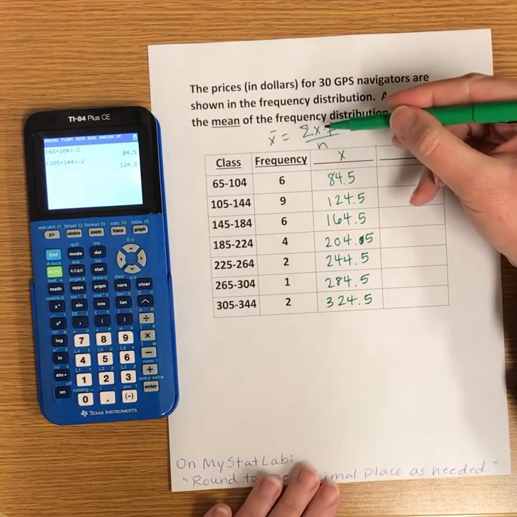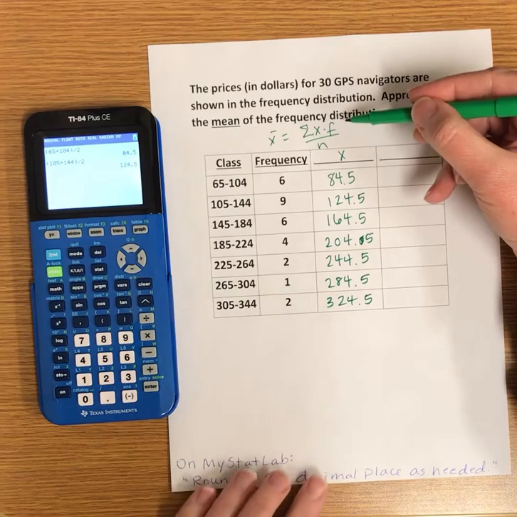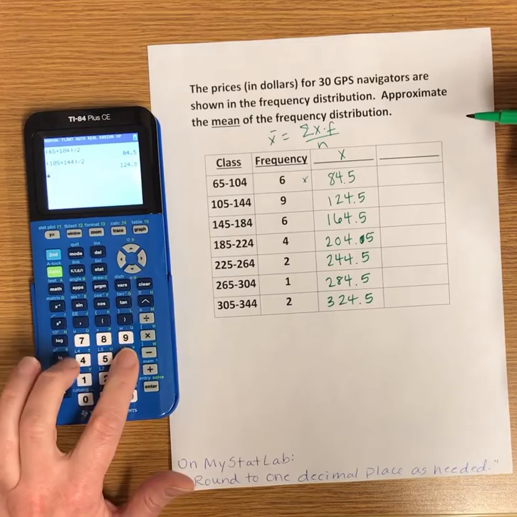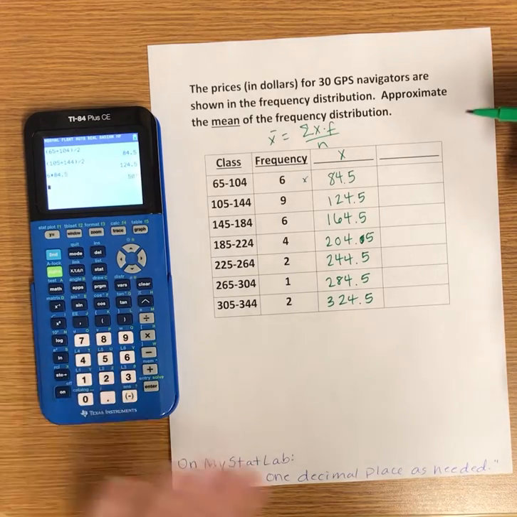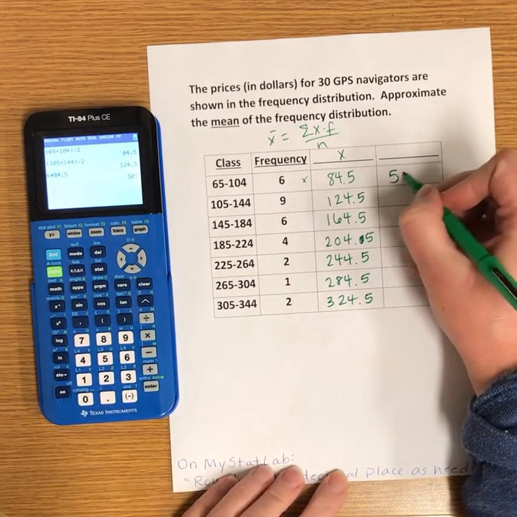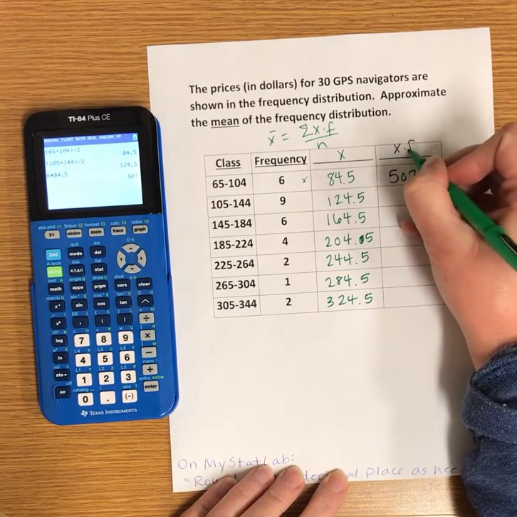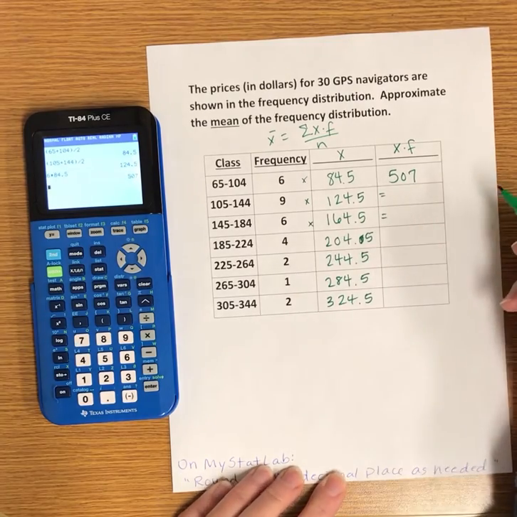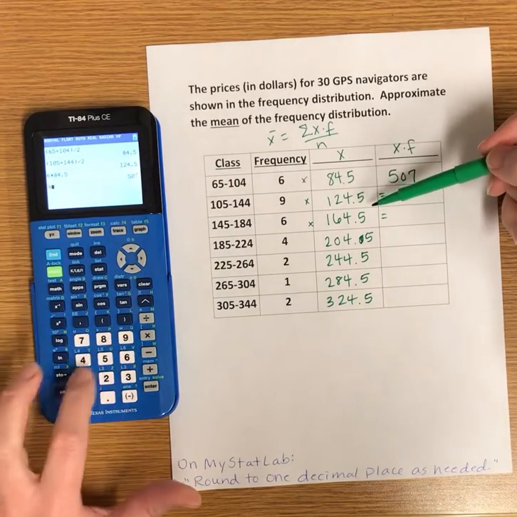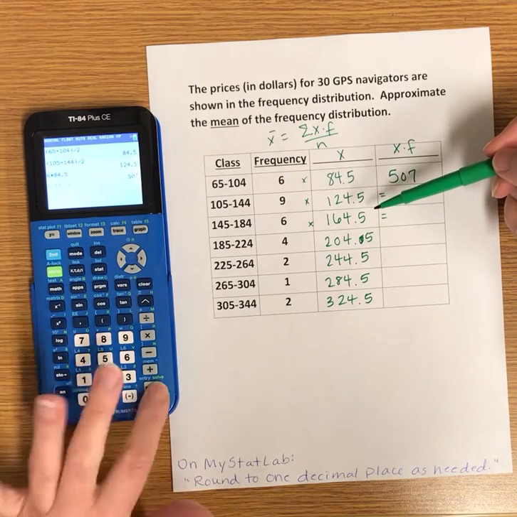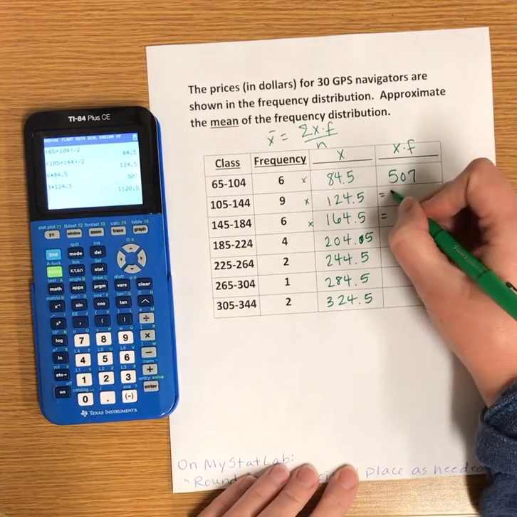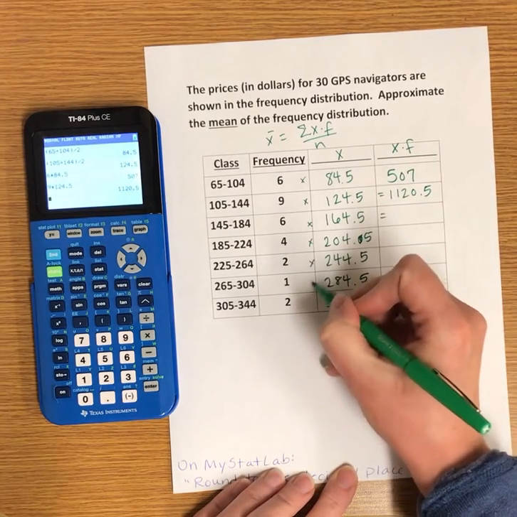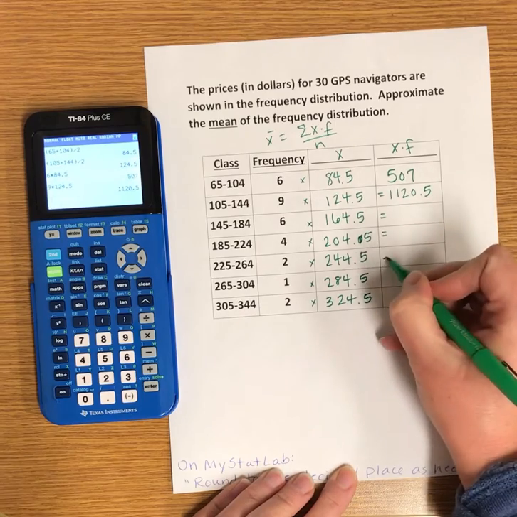The formula then says that these midpoints need to be multiplied by the frequencies. So the frequency like 6 times the midpoint like 84.5 gives 507. In other words, we just want to multiply each pair of numbers and get the result. So 9 times that 124.5 gives me 1,120.5. So we keep multiplying all the way down.